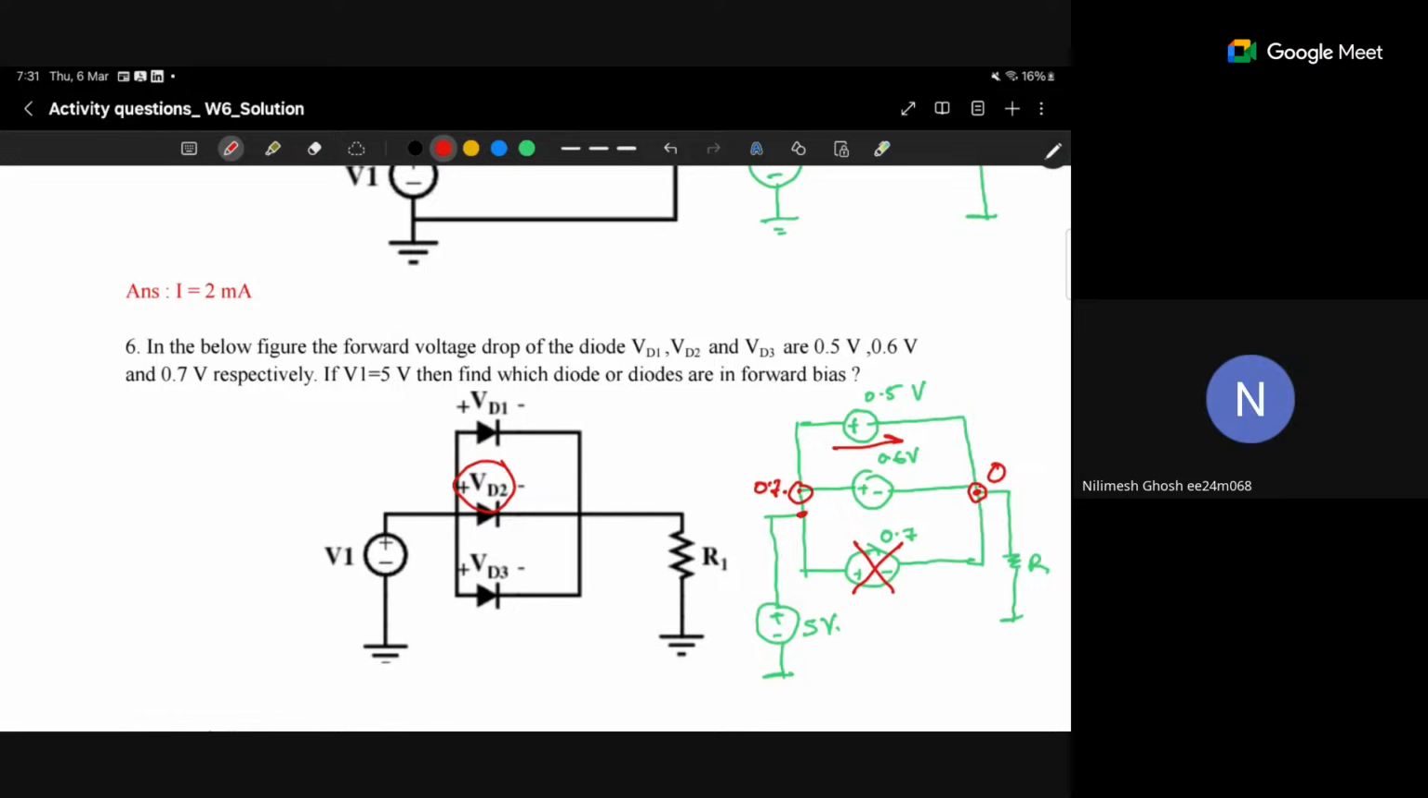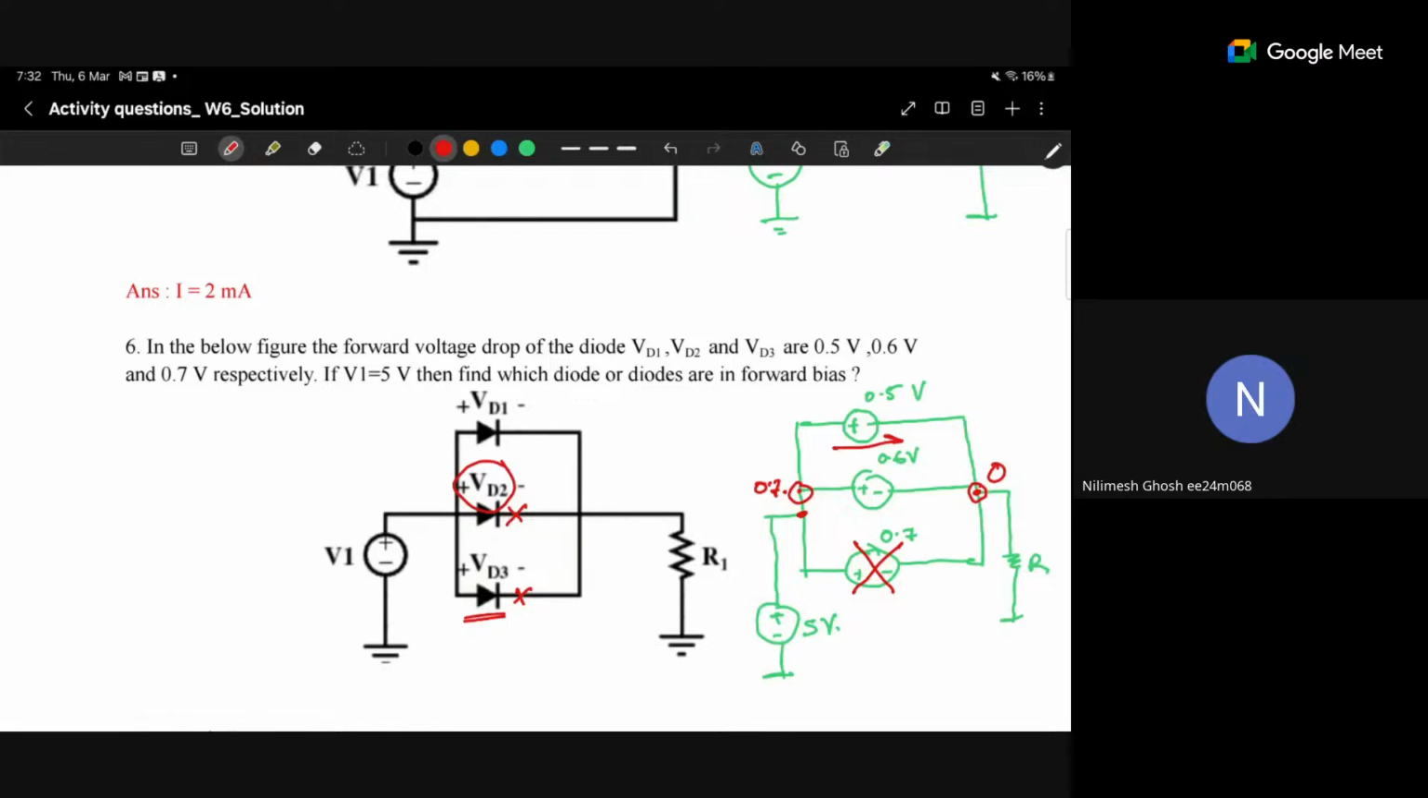Now if we assume 0.6 volt, D3 will automatically cut off, because if there is 0.6 volt here, this D3 will not turn on. It will be reverse biased, right? Everyone got this point? If D2 is 0.6 volt, then D3 will be cut off in reverse bias. Okay, now the last assumption left is 0.5 volt. If 0.5 volt is there, this path is cancelled because D2 will be reverse biased and D3 will be reverse biased. The only path left is this.